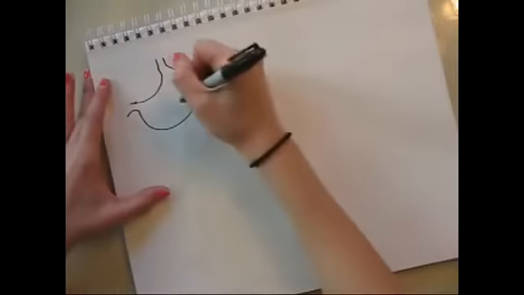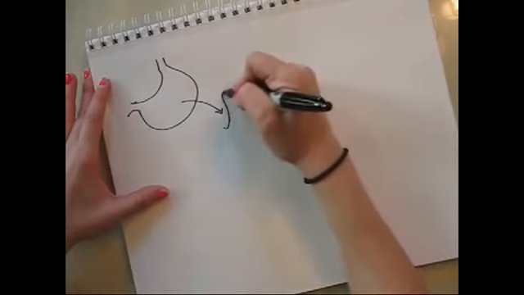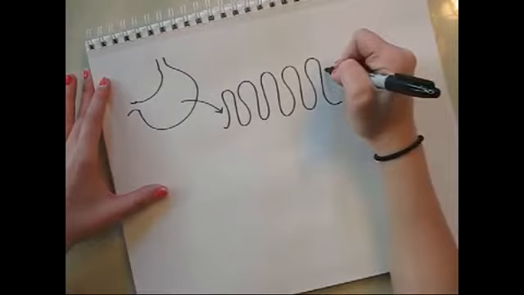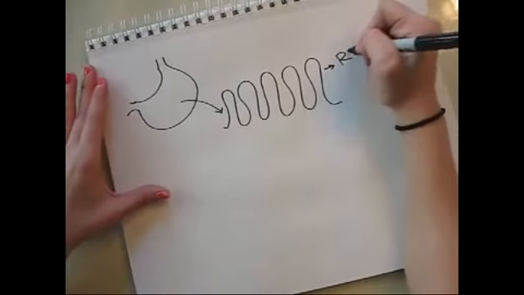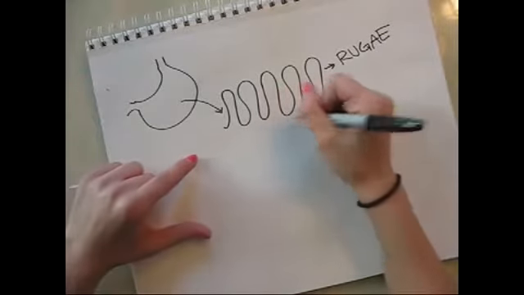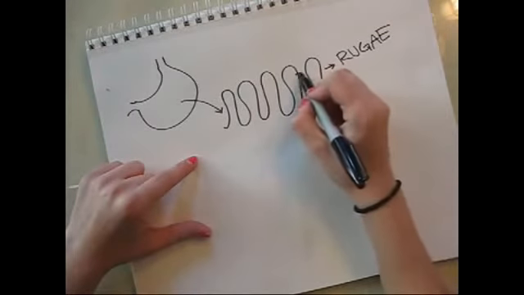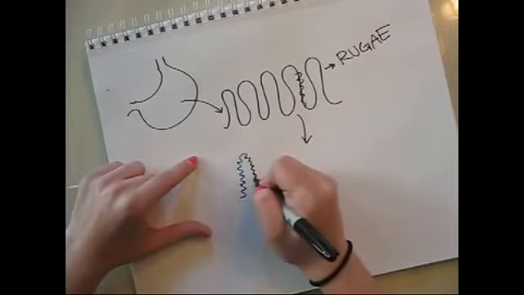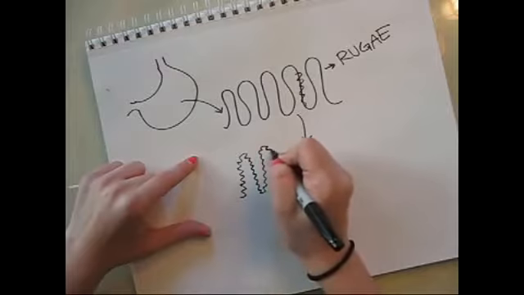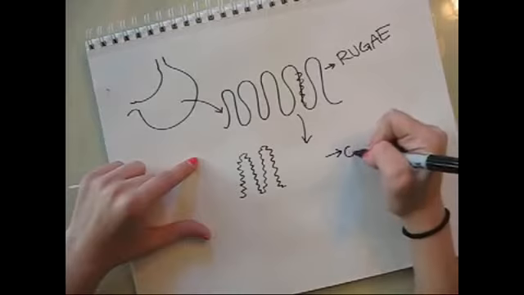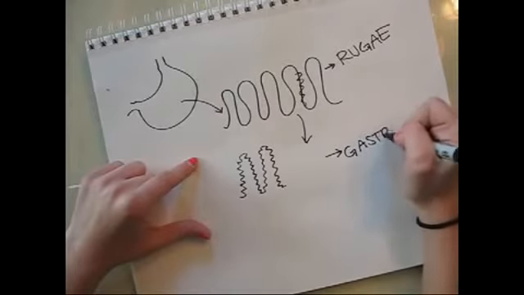From first, so here's the stomach. And within the stomach, we have these folds. And those big folds are called rugae. Okay? Now within these bigger folds are smaller ones. So it's going to be like this. Like that. And those folds are called gastric pits.